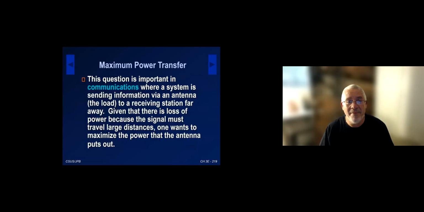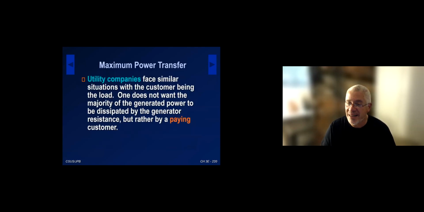In communications, you have an antenna sending power out and a receiving antenna receiving the power. You want to maximize that, because you don't have a ton of power coming your way. And utility companies face that same situation, but dealing with a much larger amount of power.